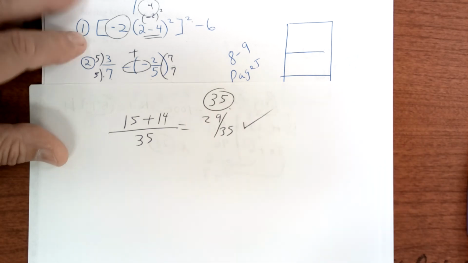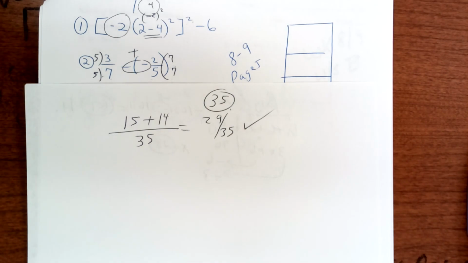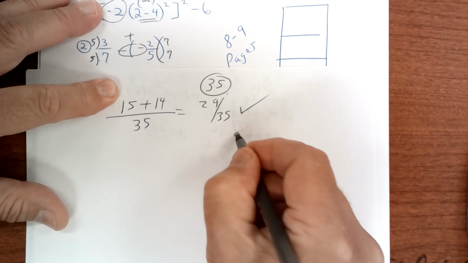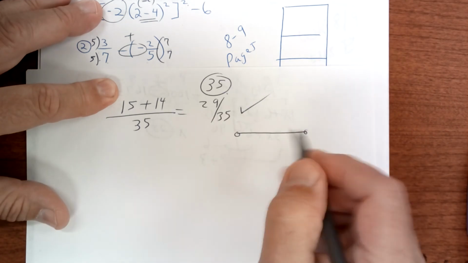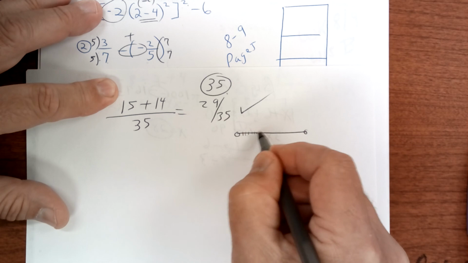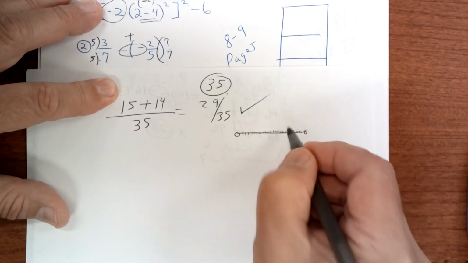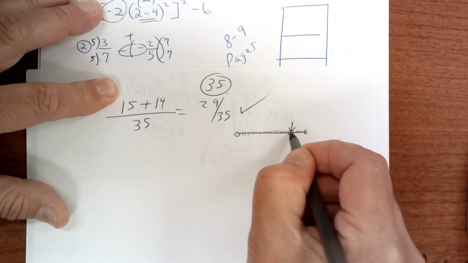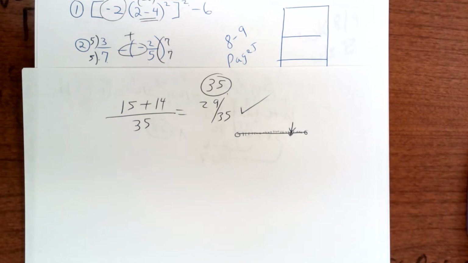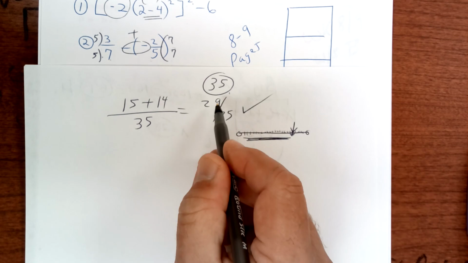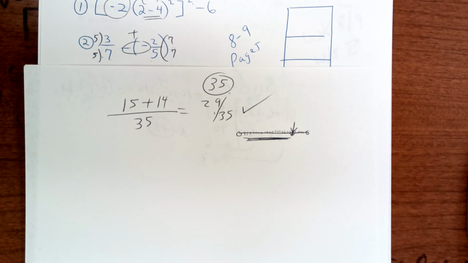It's a fraction. What does it mean? It means if you take anything and you divide it into 35 pieces, however much that is, you're going to keep 29, which is probably about right there. So the distance from here to here would be equal to that fraction. All right, let's go on.